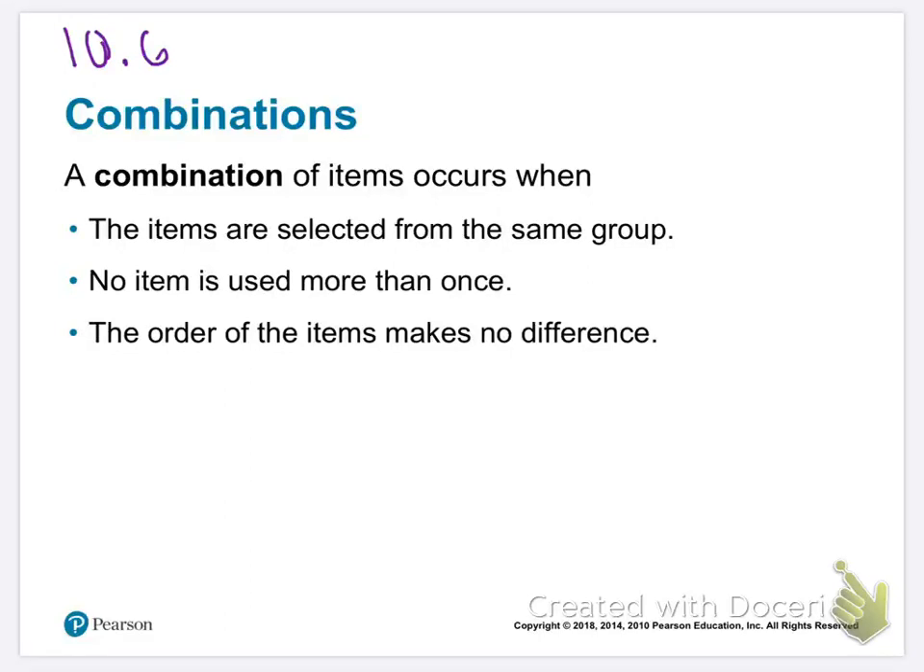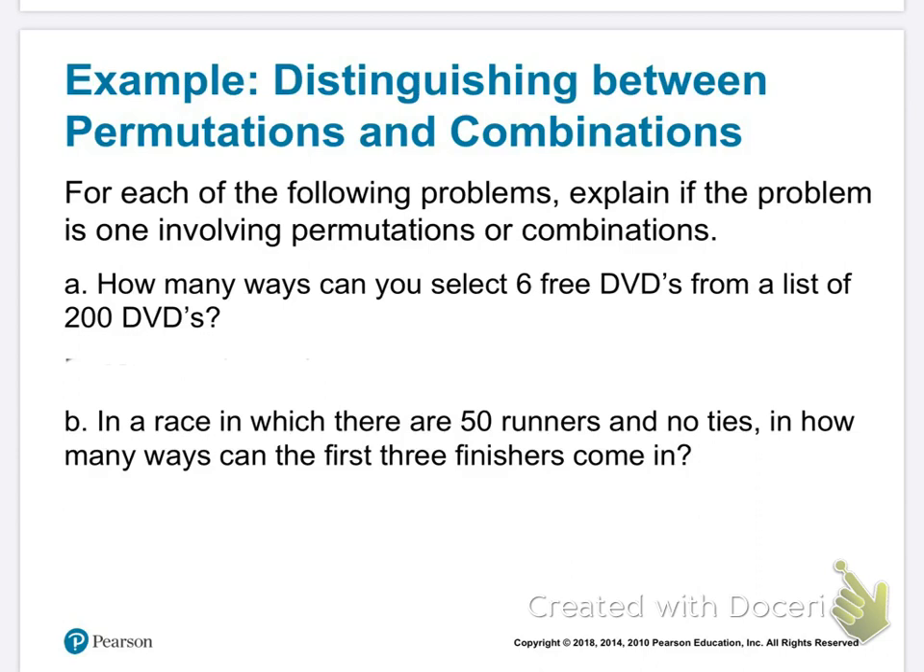Okay, we are on to 10.6, combinations. A combination of items occurs when the items that are selected are from the same group. No item is used more than once. In order, the items make no difference. So order makes no difference. This is the number one distinction between a combination and a permutation: in a permutation, order matters, and in combinations, order doesn't. Okay, so for our first example, for each of the following problems, explain if the problem is one involving a permutation or a combination.